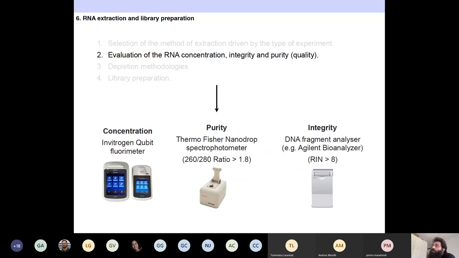Oh, another thing: when you are looking at integrity here, you will see also if you have genomic DNA. You should not have genomic DNA. One common thing that you do is to treat the RNA at the end of the extraction with DNases in order to remove the DNA.